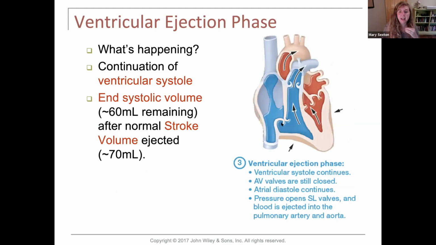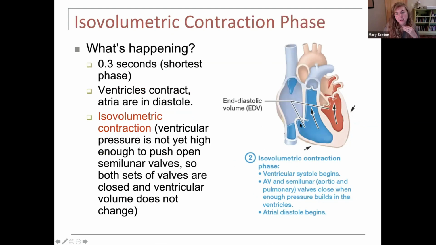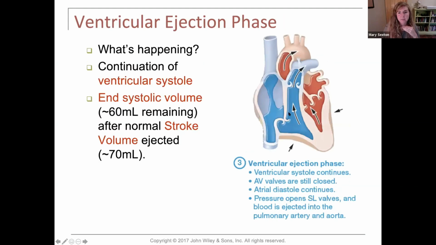Now finally, after we have generated enough contraction from isovolumetric contraction to overcome the pressure in the pulmonary trunk and aorta, your pulmonary semilunar valve opens on the right and your ventricle contracts and pushes blood out into the pulmonary trunk to pulmonary circulation. And your aortic semilunar valve is open on the left and your left ventricle contracts. Blood goes out through your aorta to get to systemic circulation. And that's the ejection phase, still pretty easy to understand.